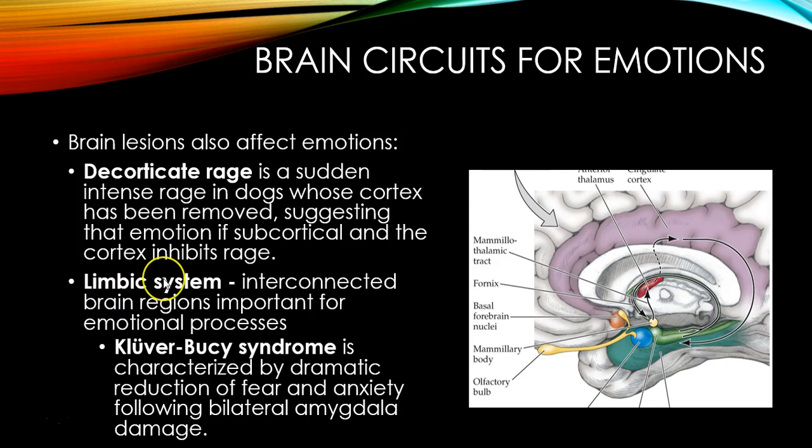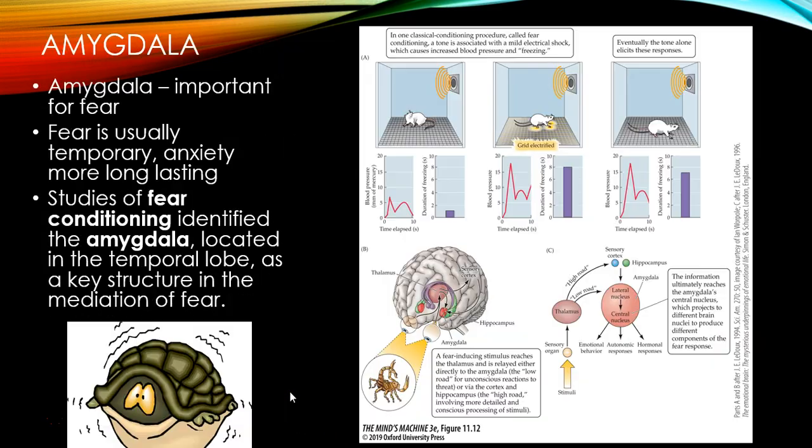Limbic system, this is another important term with emotion. This is a set of interconnected brain regions, and we've got this here, that are all important in emotional processing. And Kluver-Bucy syndrome is characterized by dramatic reduction of fear and anxiety following bilateral amygdala damage. We believe the amygdala is important in fear and anxiety, and when you bilaterally damage the amygdala, you get this reduction in fear and anxiety.